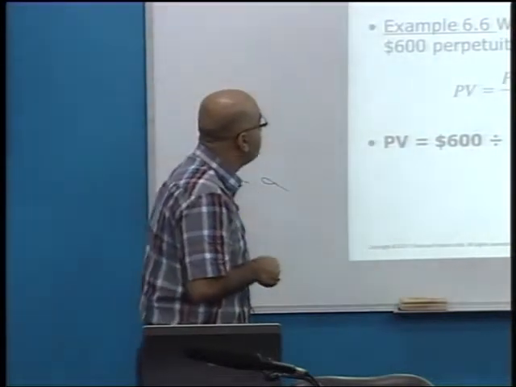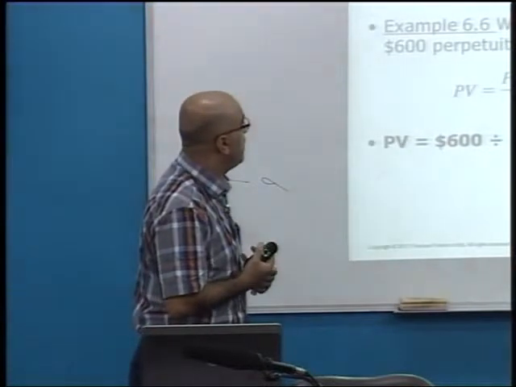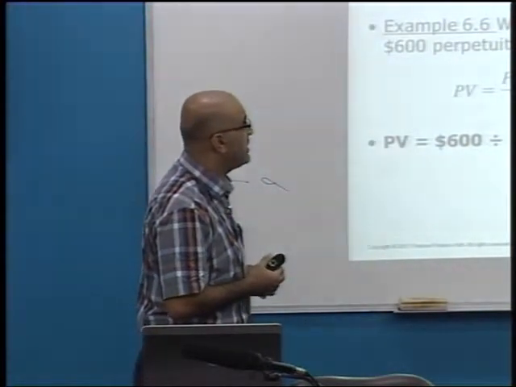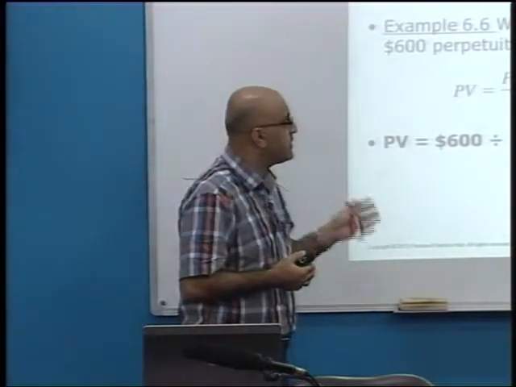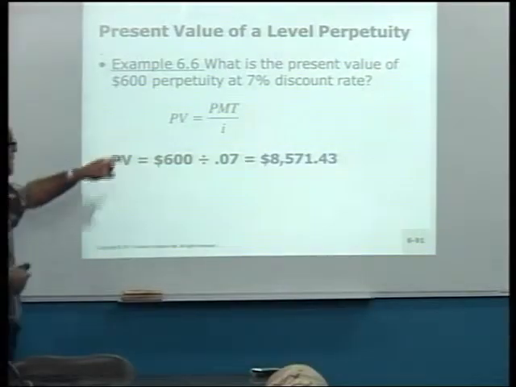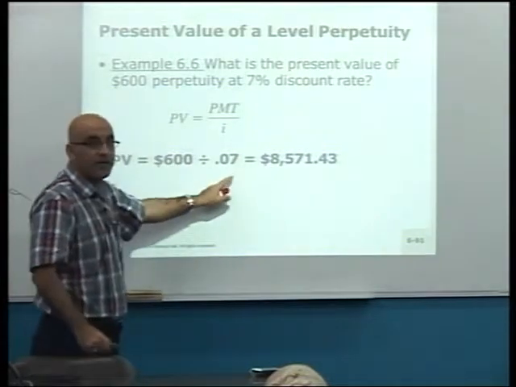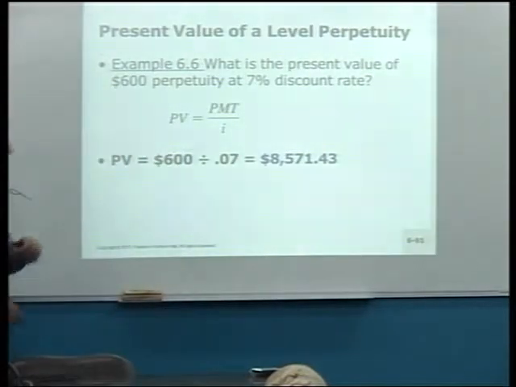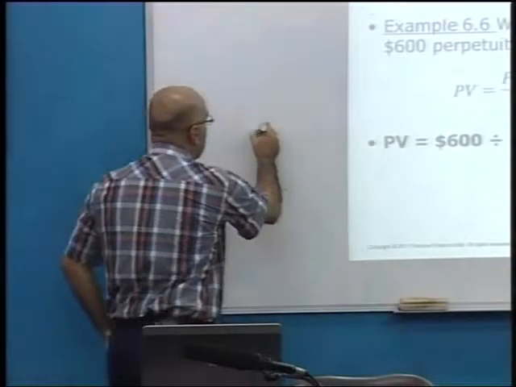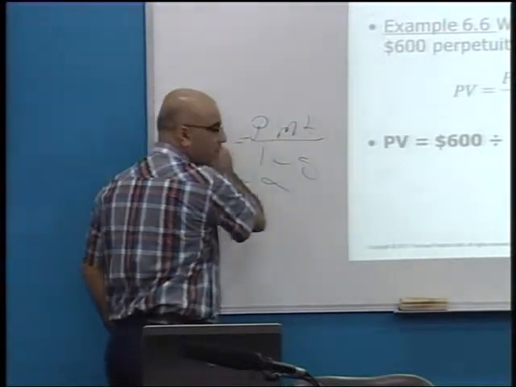Okay, so how do we calculate the present value of a level perpetuity? Take this example. What is the present value of a 600 perpetuity at a 7% discount rate? The present value is payment divided by I, so payment 600 divided by 7%. It costs about 8,000.